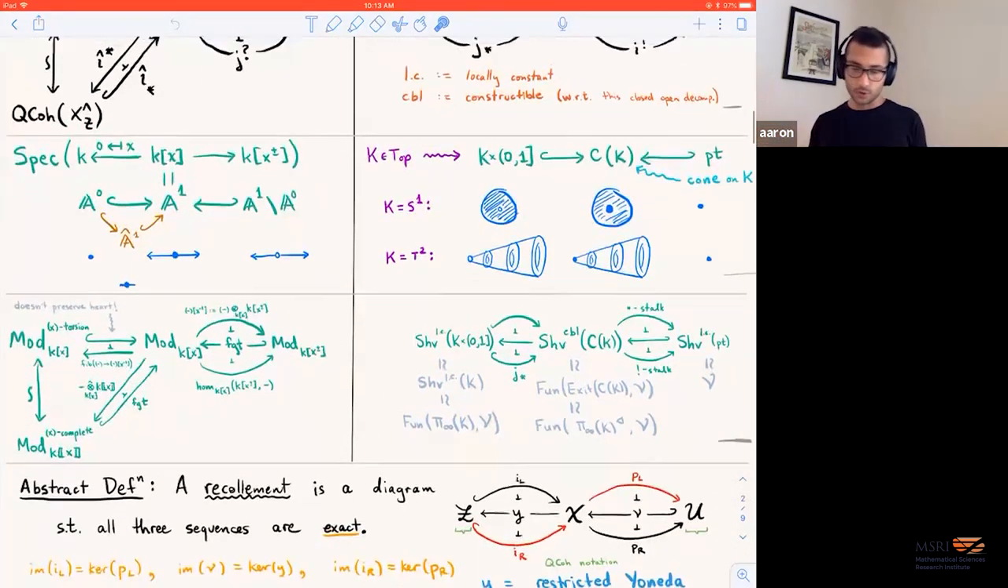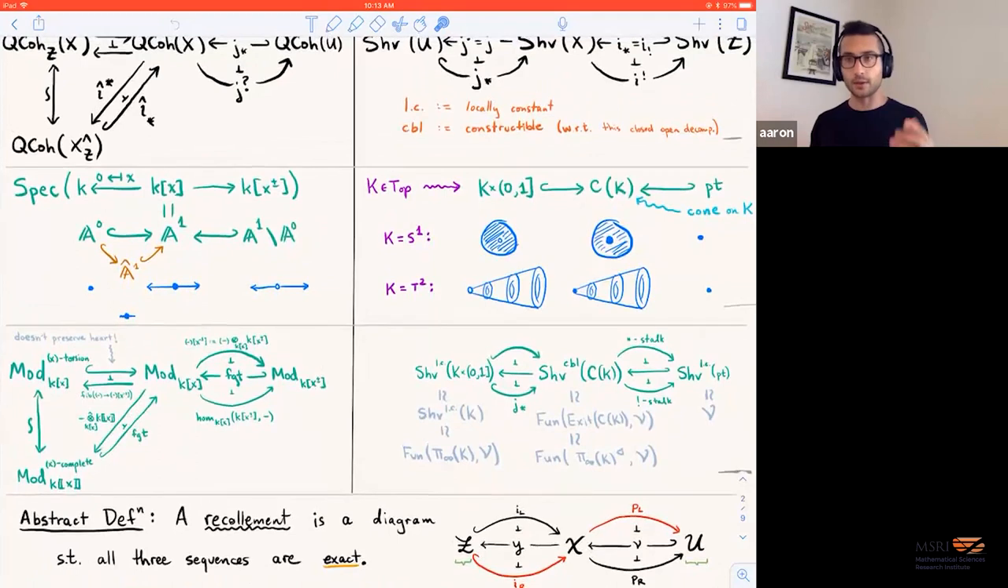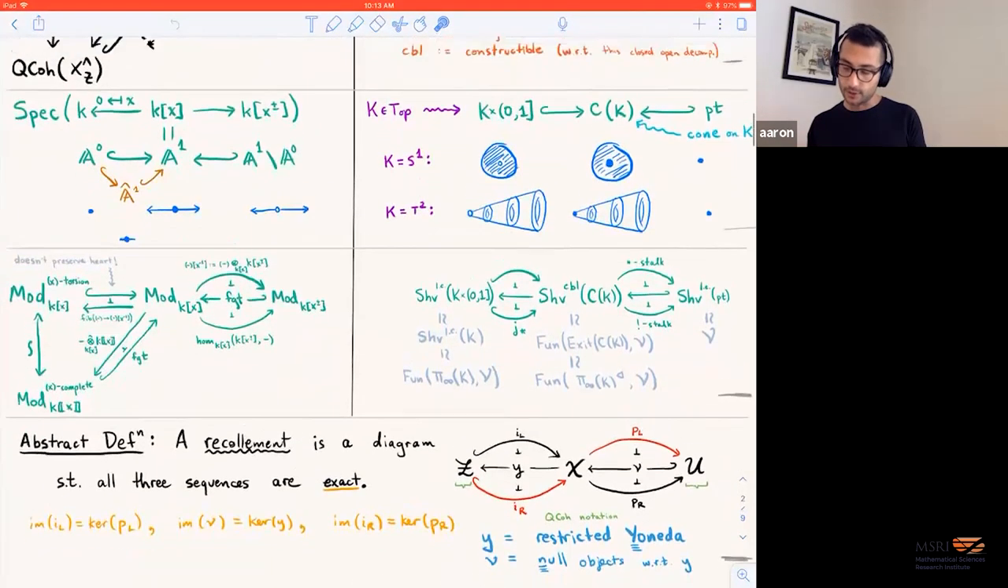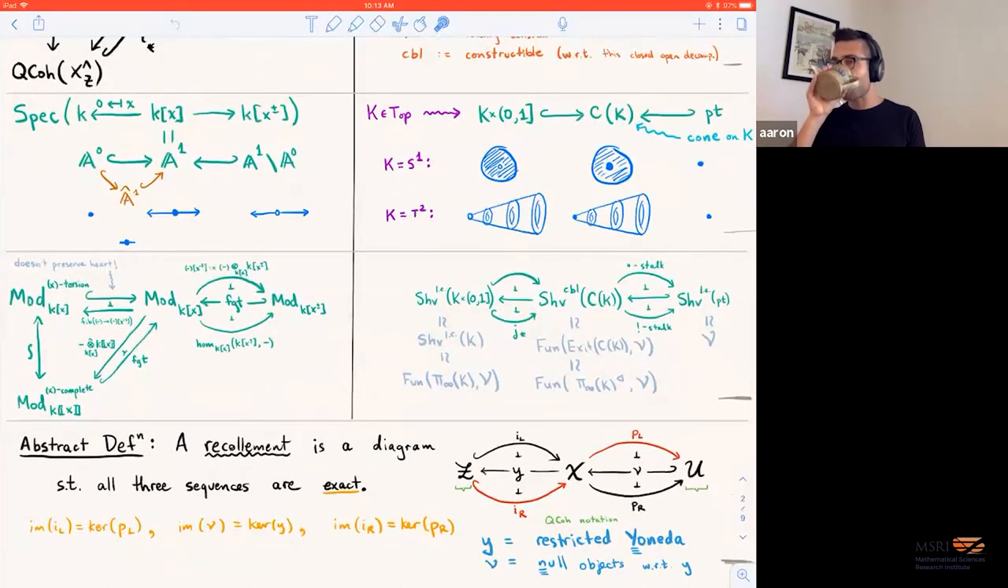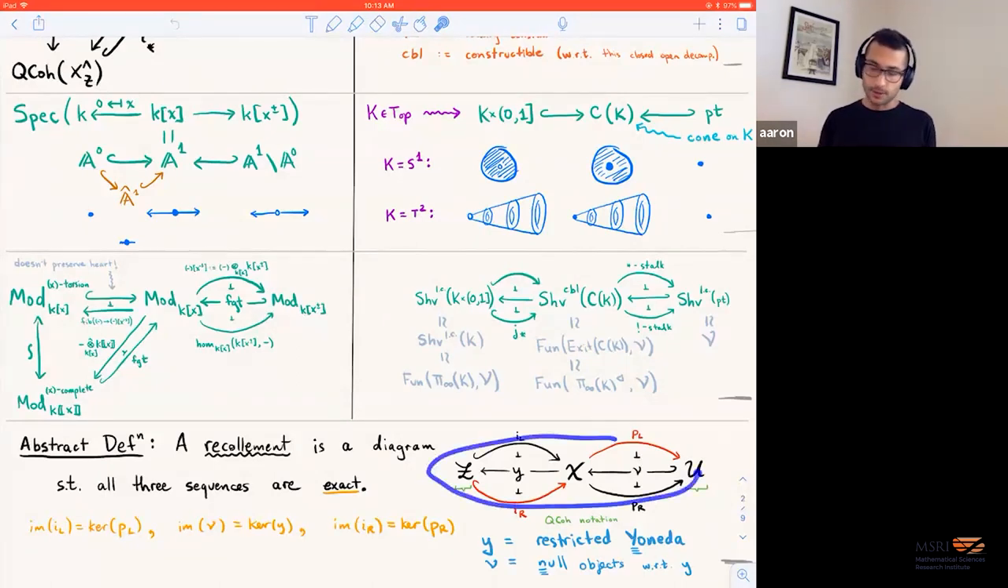Okay, so those are the examples, and now let me put them in a common context. This is the abstract definition of a recollement. A recollement, like I said, is just some massive diagram of categories, three categories, six functors. It's a diagram like this, and the only condition is that all three sequences are exact. So if I go here and here, kernel equals image, likewise here and then here, and here and then here.